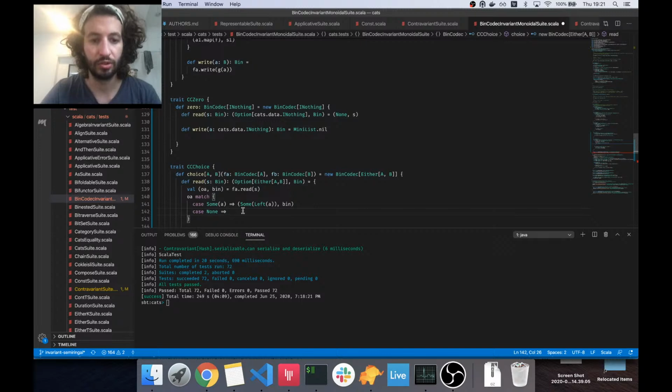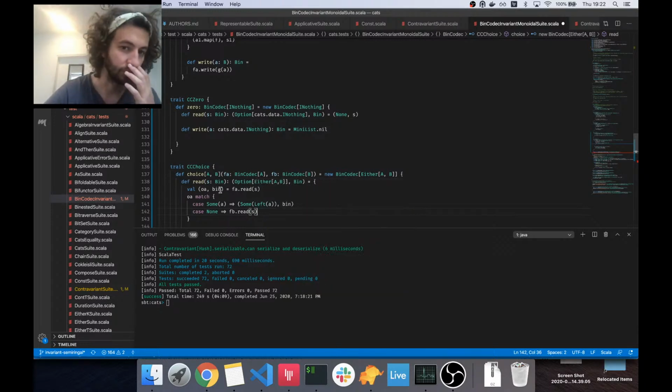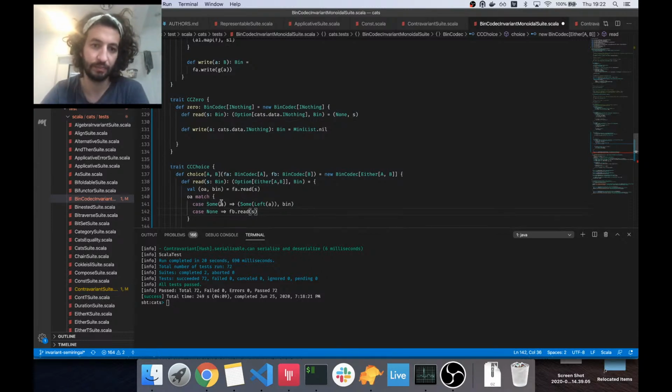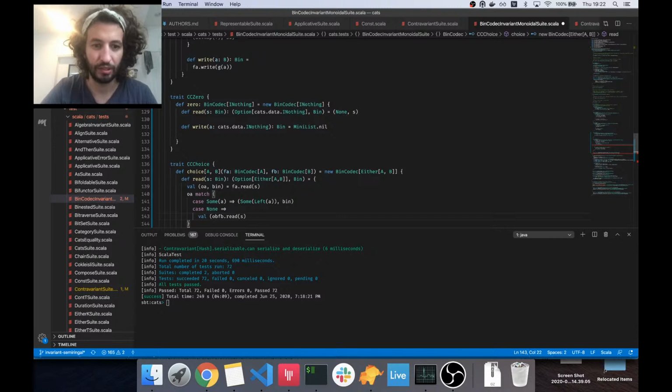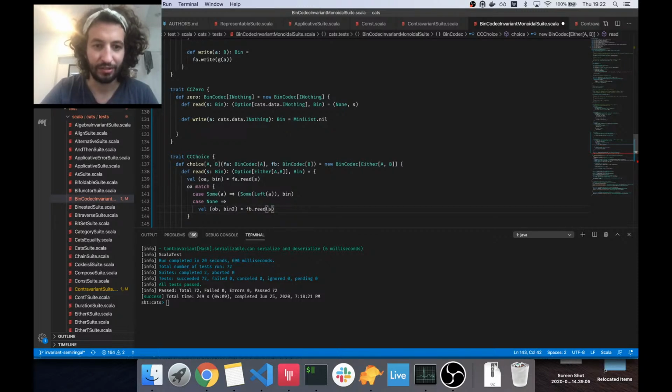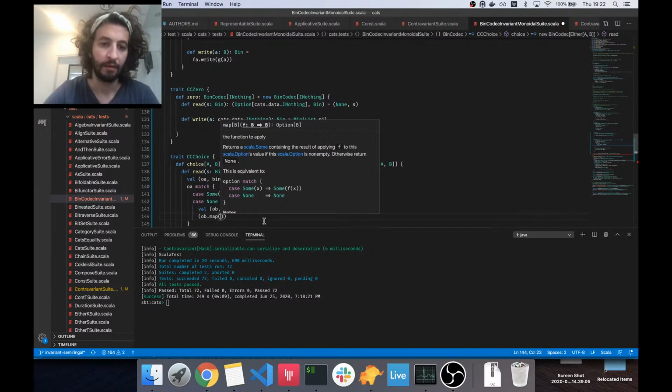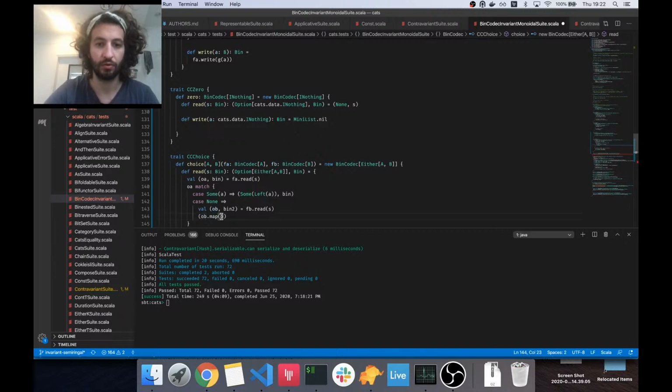But if we can't do this, we'll have to try to read this with the B codec, the B decoder. So in this case, we'll use just S again, right? Because if this didn't succeed, this bin and S should be the same, but let's just read S for safety. We're going to read this, and that's going to return an option of B. Namings are hard. What we want to return here is basically ob.map, because this is an option of B and we need an option of either A B. So we're going to have to do something like this, and then return the into.